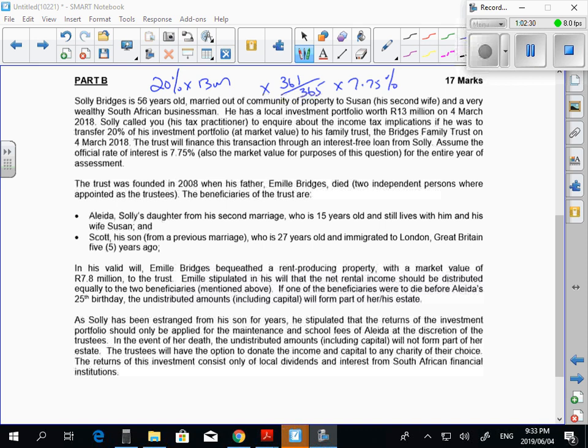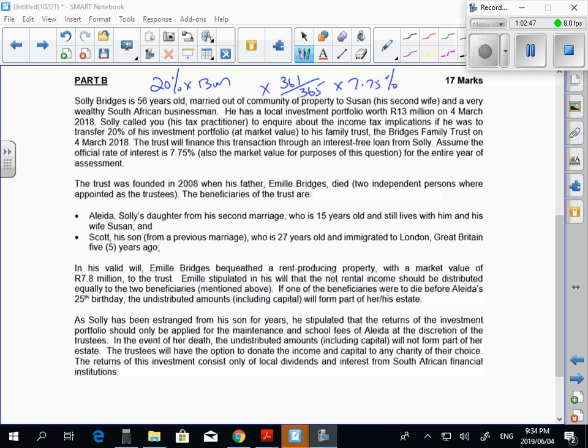So that's not going to be subject to section 7. So you would probably, as part of your discussion, say, because the guy's dead, section 7 can't apply to this transaction and it can only be taxed in the hands of the beneficiary or the hands of the trust. Are you guys comfortable with that?